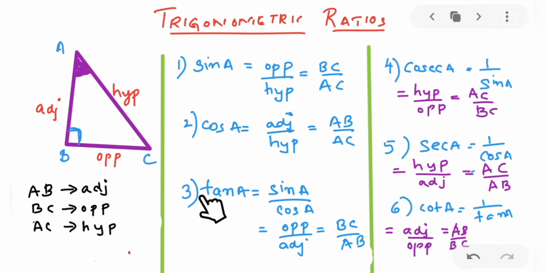So these are the basic 6 formulas for the trigonometric ratios, namely sine. Sine is opposite by hypotenuse. Cos is adjacent by hypotenuse. Tan is opposite by adjacent. Cosec is the reciprocal of sine, 1 by sine, which is hypotenuse by opposite. Sec is 1 by cos, which is hypotenuse by adjacent. Cot is 1 by tan, that is adjacent by opposite, that is AB by BC.